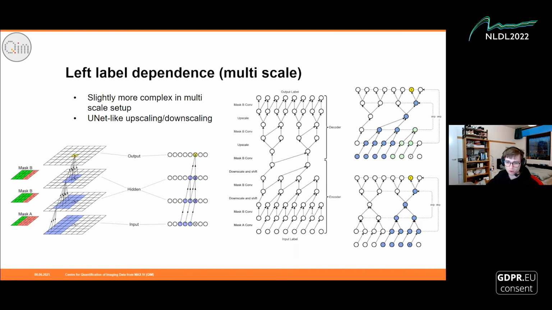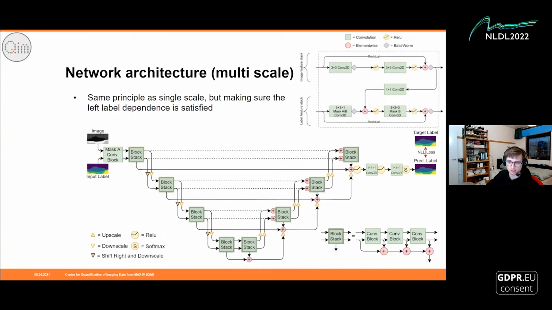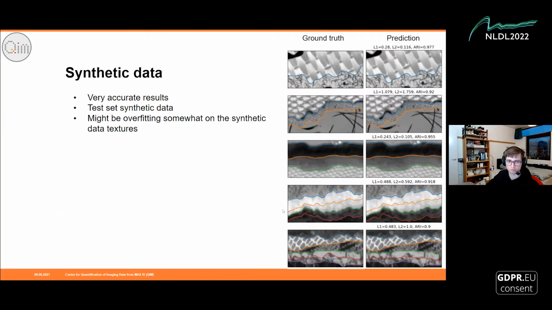In reality we also do downscaling and upscaling, but it takes a while to wrap your head around how exactly that works with the left label dependence. So I'm not going to go into detail, but we're basically just doing UNet-like upscaling and downscaling throughout the network, and still satisfying the constraint. And the architecture looks like this instead, but in practice it works as the other one. So now we're ready to look at some results on how our network actually deals with the problem at hand.